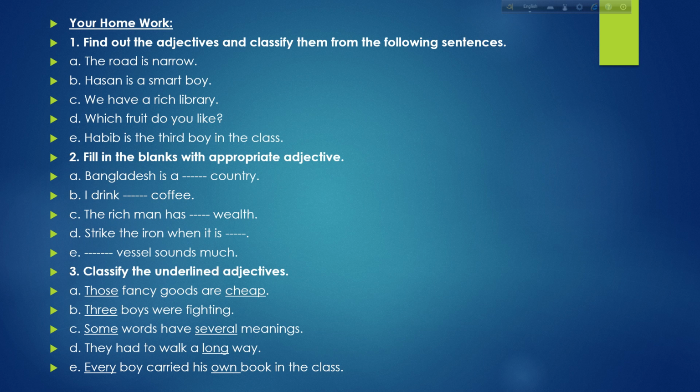Number 3, classify the underlined adjective. Here the adjectives are underlined. You have to give the names, classify. What types of adjectives these are? A, those fancy goods are cheap. B, 3 boys were fighting. C, some words have several meanings. D, they had to walk a long way. And E, every boy carried his own book in the class.